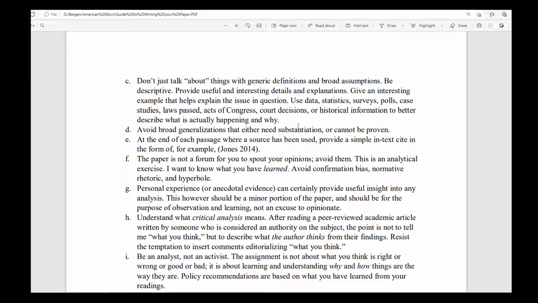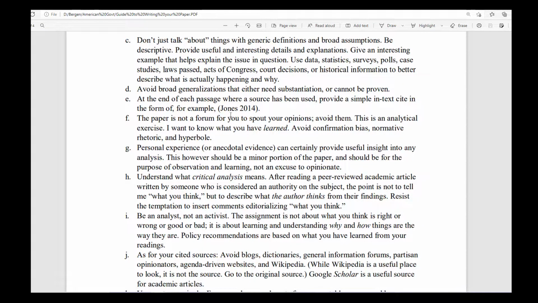Rather than just generically say that, oh, a lot of people think this or that, well, use a survey instead. There's lots of polls and survey data out there. That way you can add a sentence that says, oh, 73% of people actually believe this. That is a lot more credible than just saying something off the top of your head that, oh, yeah, most people think this. Well, that's called hearsay, and that's really not going to provide anything useful to your paper. So avoid those broad generalizations that need substantiation or that cannot even be proven.